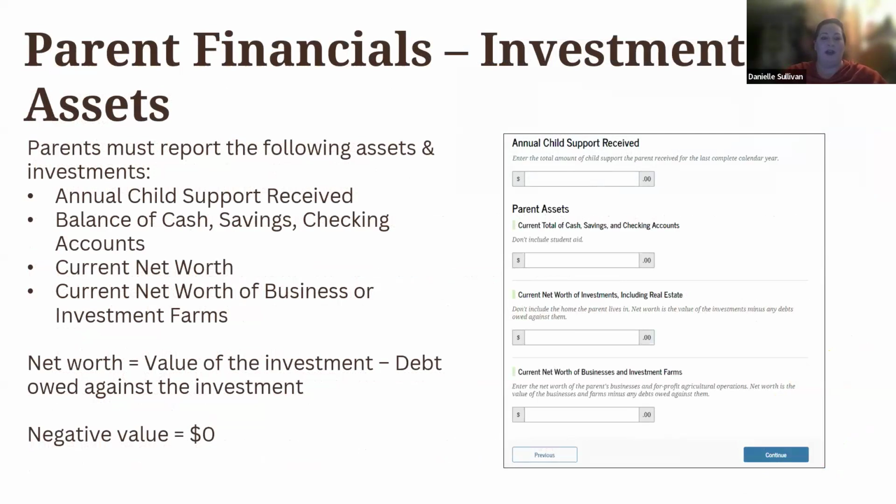They're going to report child support received for the most recent completed calendar year. They're going to report the balance of their cash, savings, and checking account balances. They're going to report their current net worth and the net worth of their business or farms. And net worth is going to equal the value of that investment minus any debt owed against that investment. So that is investment net worth. And if it's a negative value, they'll enter 0.